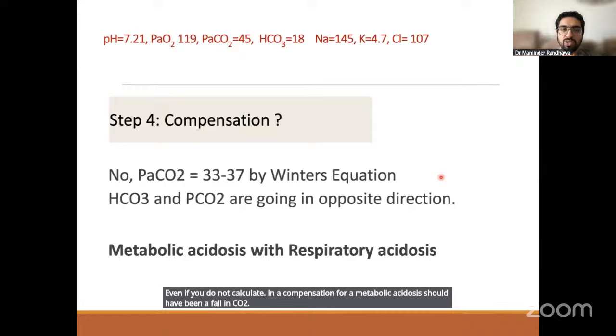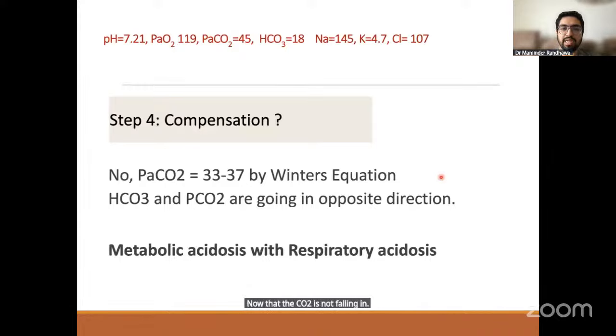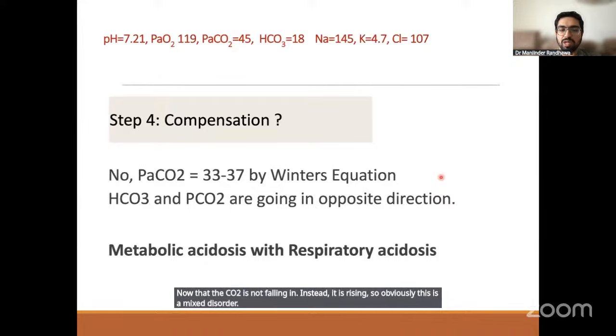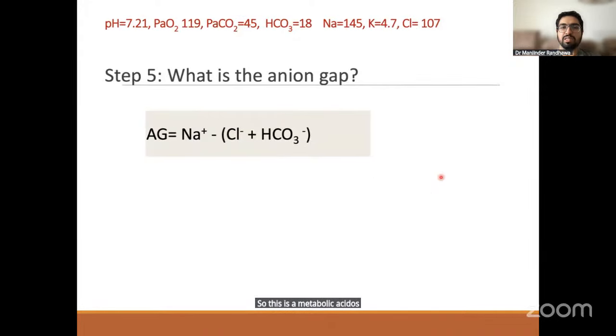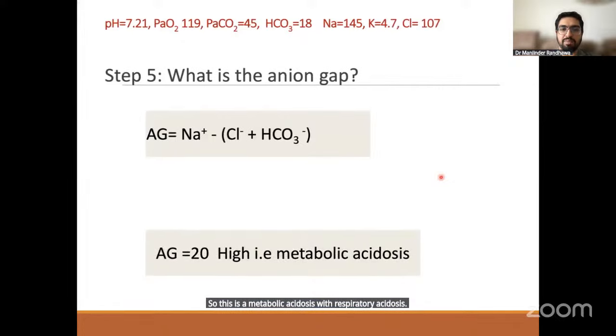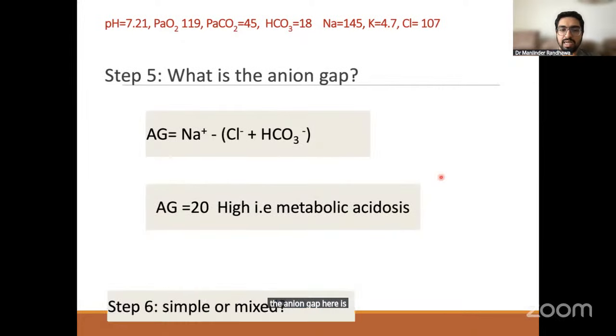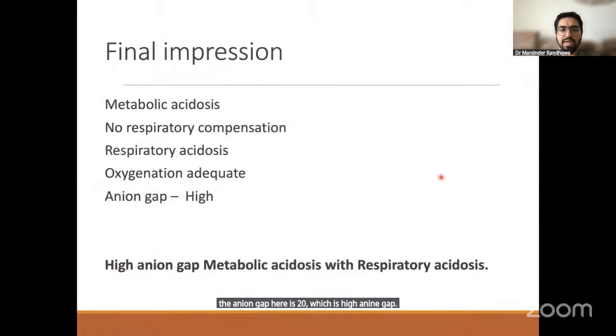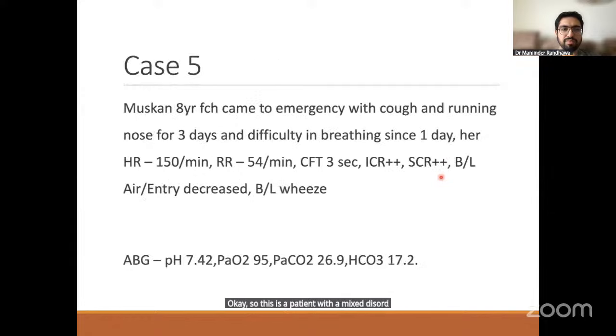Now that the CO2 is not falling, instead it is rising. So obviously this is a mixed disorder. So this is a metabolic acidosis with respiratory acidosis. The anion gap here is 20, which is high anion gap. And if you calculate the delta ratio, this is a pure high anion gap metabolic acidosis with no respiratory compensation. In fact, there is respiratory acidosis here. Okay, so this is a patient with a mixed disorder.